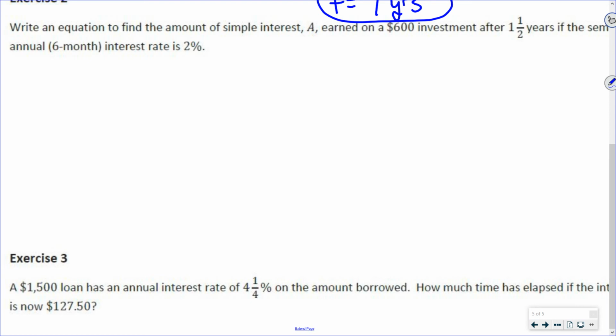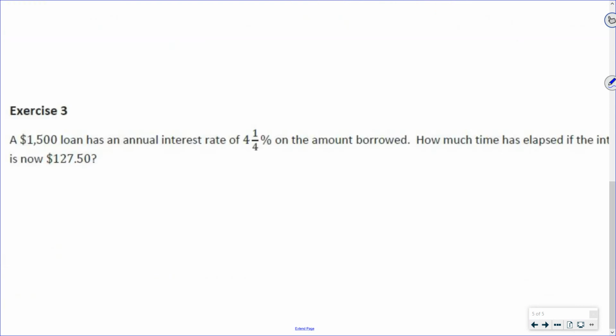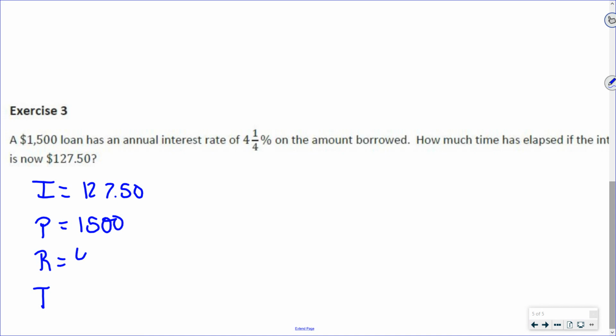All right. Let's extend this. We're going to do exercise 3. So a $1,500 loan has an annual interest rate of 4.25% on the amount borrowed. How much time has elapsed if the interest is now $127.50? So again, we need to go ahead and label our I, P, R, and T. Our interest is $127.50. Our principal was what the loan was originally for, $1,500. Our rate is 4.25%. So again, we don't know how much time has passed.